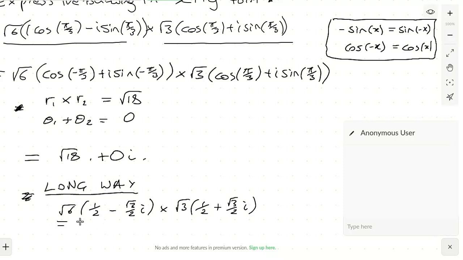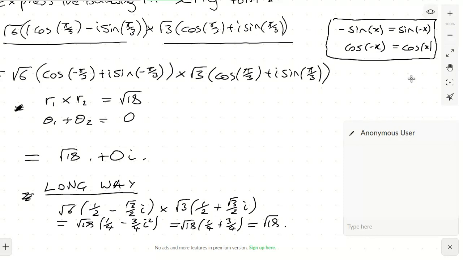Well, we could do root 6 times root 3, which is root 18. And then this is like a difference of two squares, isn't it? A half times a half is a quarter. Then you're going to have minus a half times root 3 over 2 i, but then plus a half times root 3 over 2 i. They're going to cancel. And then you're going to have minus 3/4 i squared, which becomes root 18 times a quarter plus 3/4, which is root 18. And there we go, that's why it ends up being root 18. That's the long way, but you'll probably understand that way a bit more.